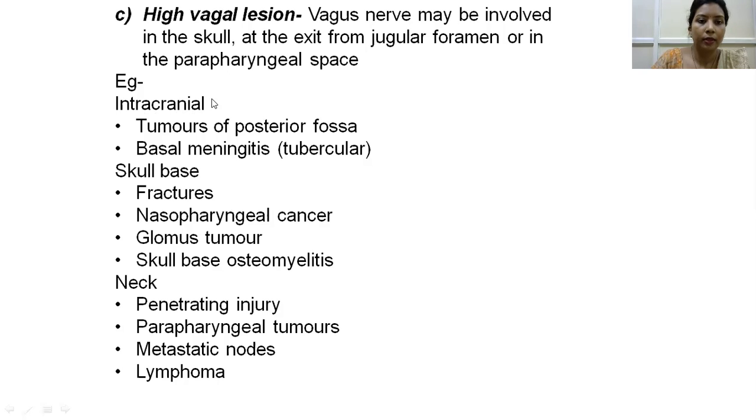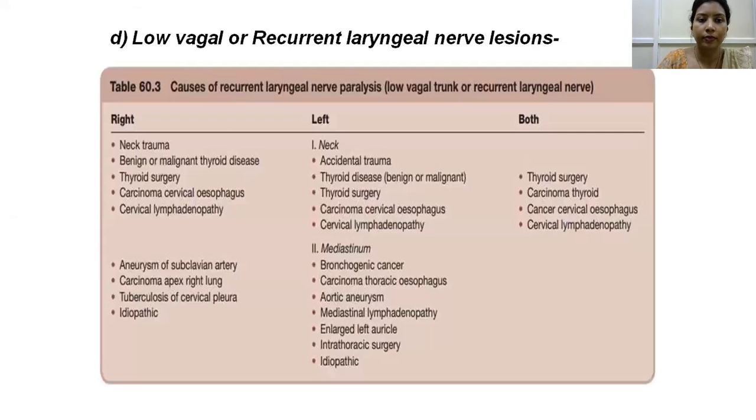So these conditions will be in the intracranial aspect: there will be tumors of the posterior fossa, basal meningitis, most often tuberculosis. At the level of the skull base, that is at the jugular foramen level, you can see skull base fractures. There could be a spread of nasopharyngeal cancer, spread of a glomus tumor. There could be skull base osteomyelitis. And at the level of the neck, there could be conditions such as penetrating traumas, parapharyngeal tumors, metastatic nodes, and lymphomas. So these can cause high vagal lesions.